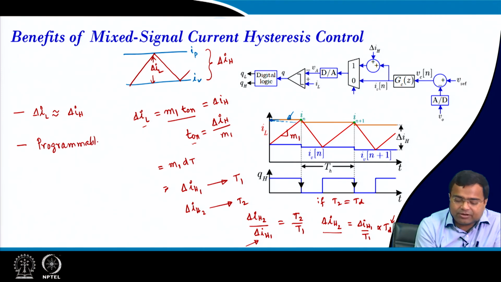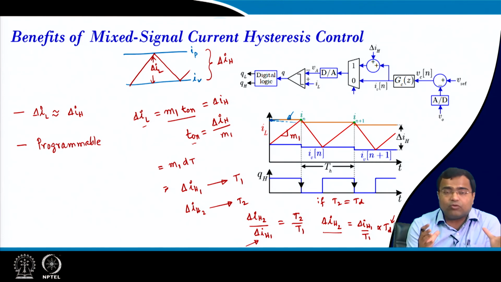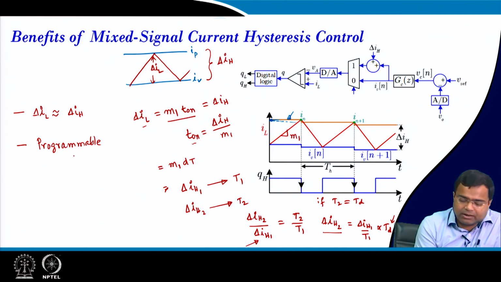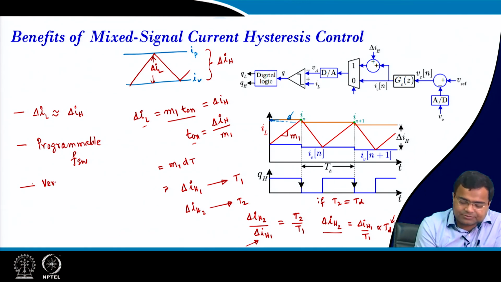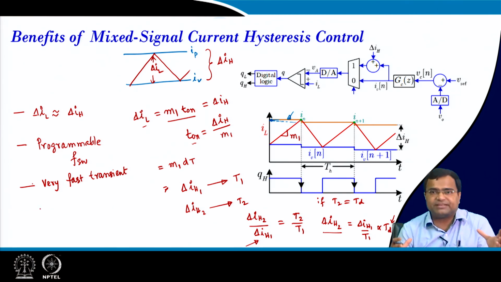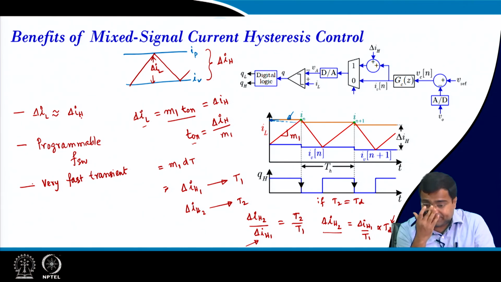and this is very easy because the ripple current and the delta IH are more or less equal. Because of this, they are insensitive to the ripple parameter. So, programmable switching frequency: you can configure peak, valley, etc., and very fast transient response, because it is a hysteresis control. You can also try other features, and these are features you can keep exploring. So, the ripple is more or less insensitive. These are the benefits that you can get.